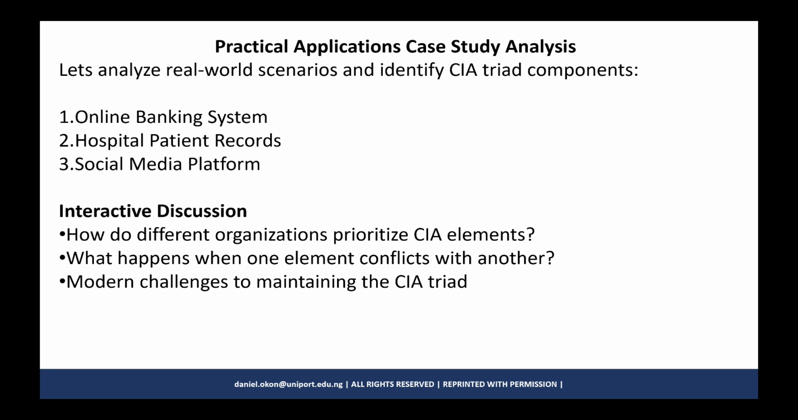We'll be asking you how organizations prioritize CIA elements. Group 2, when one element conflicts with another, what happens? Group 3, modern day challenges to maintaining this triad. When you come, remember it's a discussion. Group 4, you take the same question as group 3. When you come, we will all discuss it together.